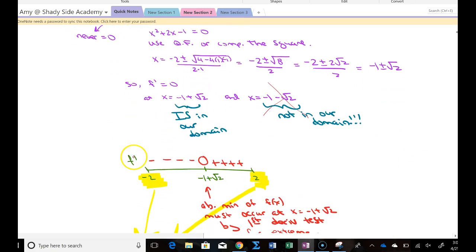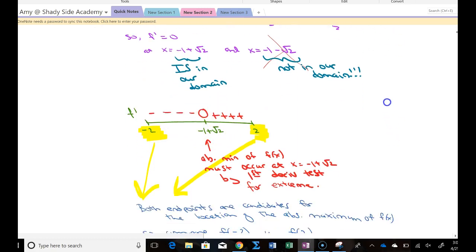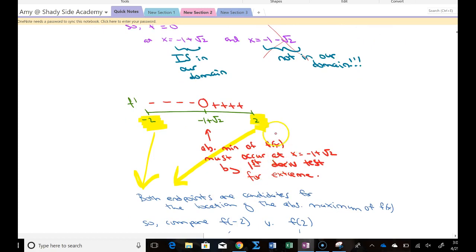Here is me doing the first derivative sign analysis. F prime is negative, pause. That means f decreases going to horizontal tangent and then increases. So if f decreases then increases, at this x value an absolute minimum must occur. And here's me writing it out.